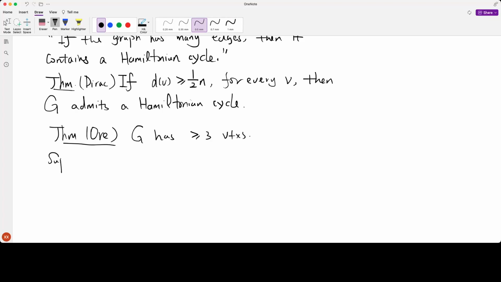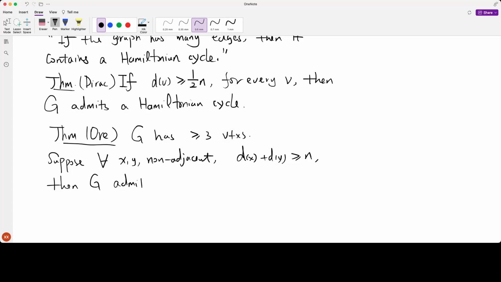Suppose any 2 vertices x, y are non-adjacent, that is, they are not joined by an edge. This xy is a non-edge. For any non-edge xy, we assume that the degree sum d(x) plus d(y) is at least n. Then G admits a Hamiltonian cycle.